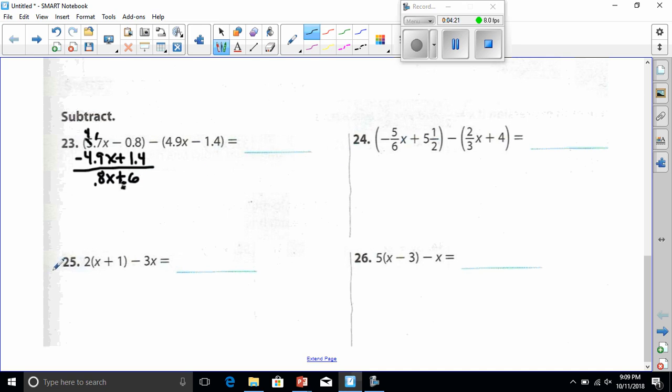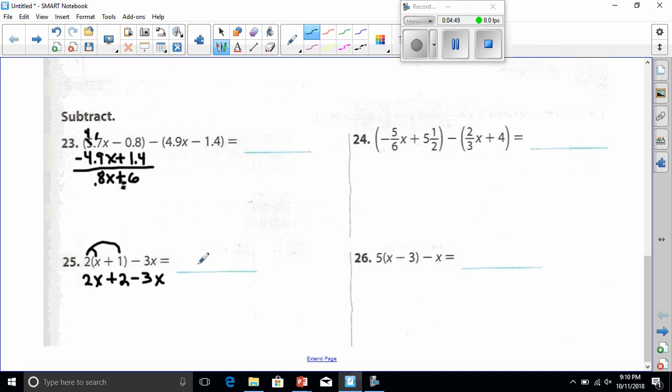Okay, number 25 will be the last one that I help you with tonight. This time they're going to want us to distribute properties. 2 times x, that's 2x. And 2 times 1, well, that's plus 2. And we're going to minus 3x from all this. All right. This time, it's already given to us the negative 3x.